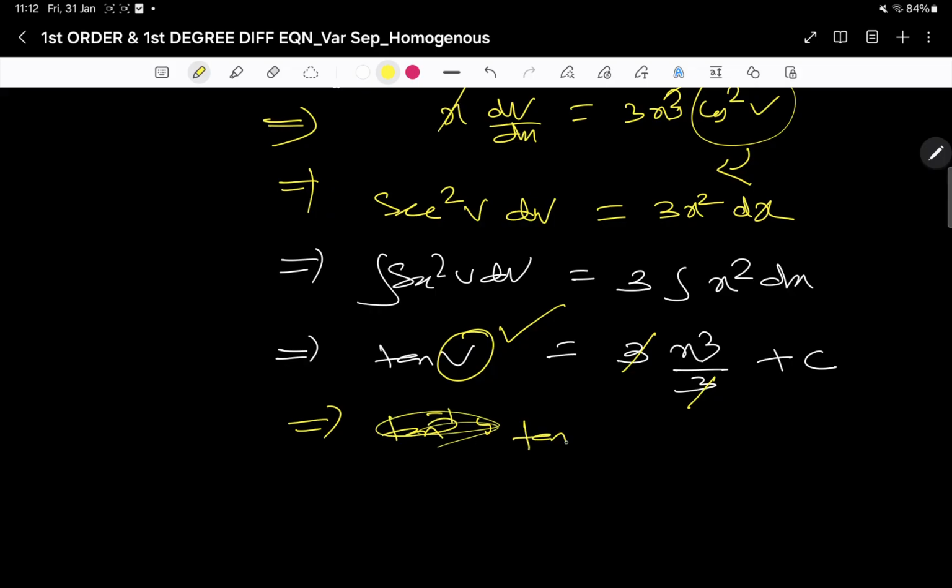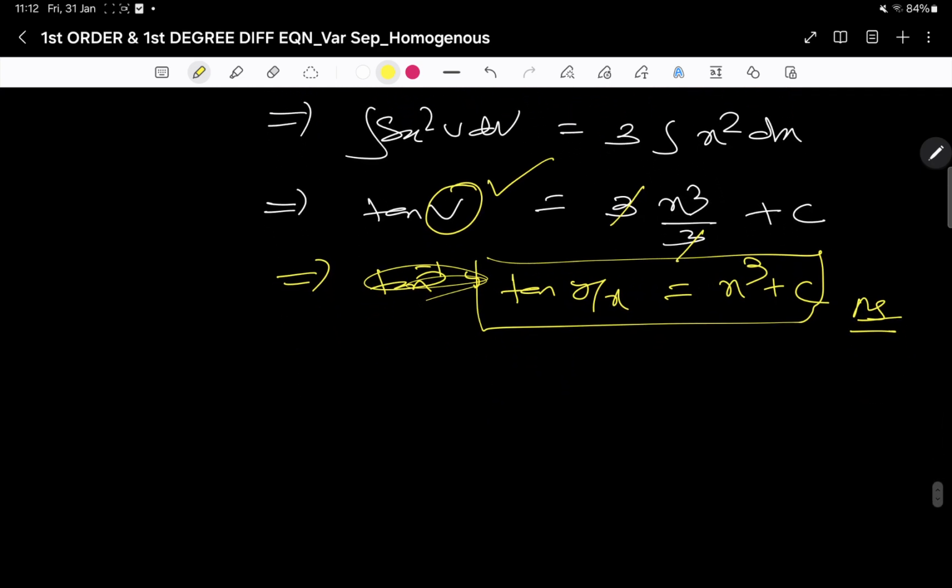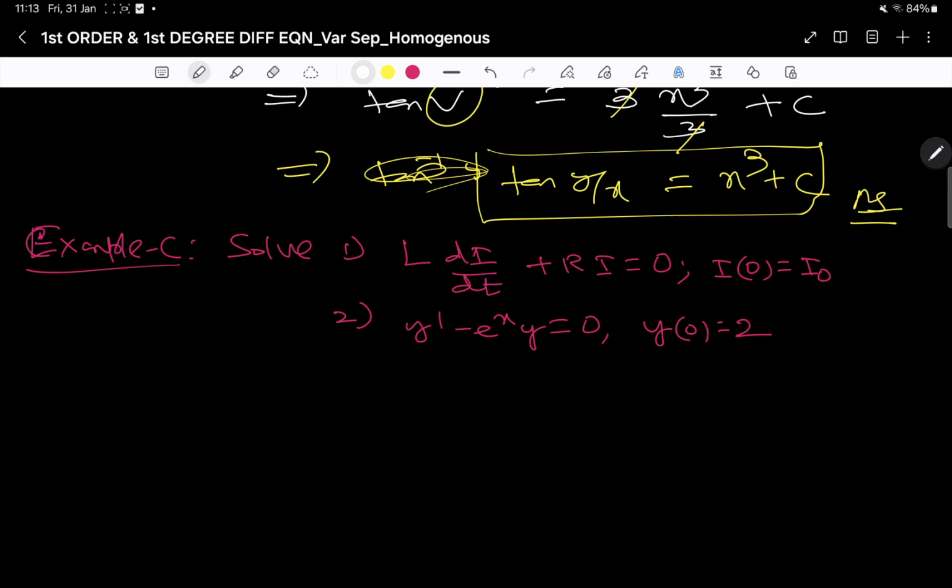It is tan y by x is equal to x cube plus c. So this is your answer. Now let us solve two more examples under the initial value problem. These are the initial value problems. The initial condition is given here.